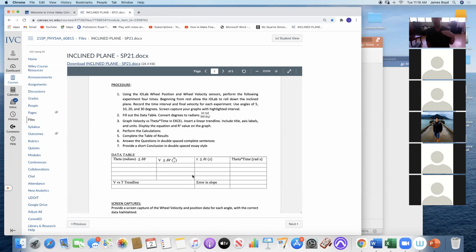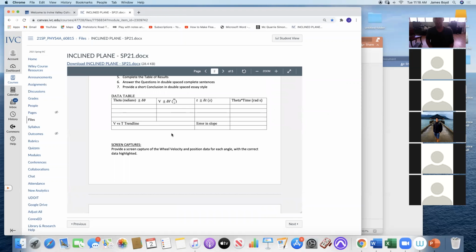And then I want to talk about the graph, because we're going to take these 4 data points, V and theta T, and graph them, get a slope, and that will be our experimental G. But we're also going to find it for each one. And then we'll go through the calculations in the table of results. But let's talk about getting this and then putting it into Excel.